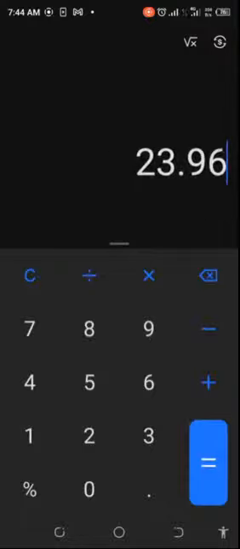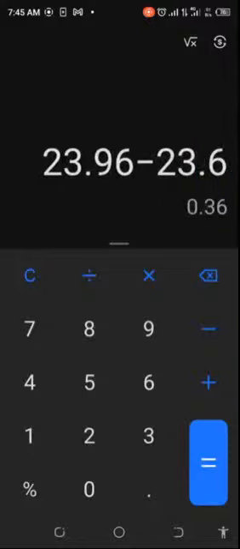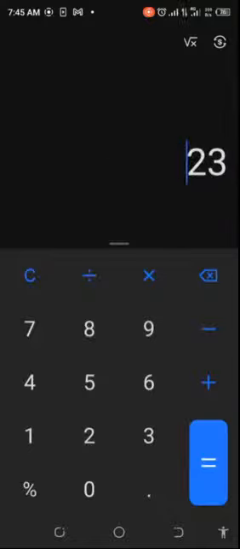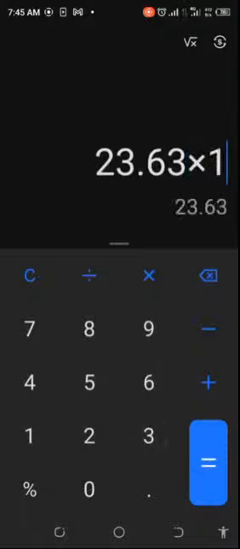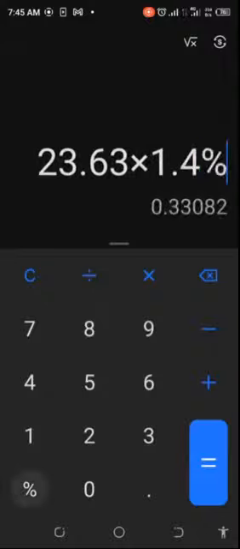Let's just multiply this. That's 23.96 minus 23.63. We're going to use 23.63 for this calculation, because that's what actually came in. If we multiply that by 1.4, then this trade actually gave us, if we assume all our funds were in KuCoin and we didn't have to transfer or do any of those kinds of things, a 1.4% profit margin trade.